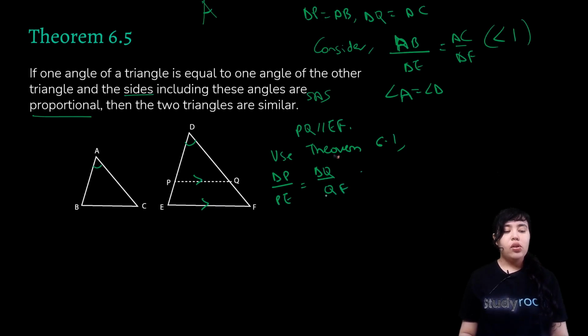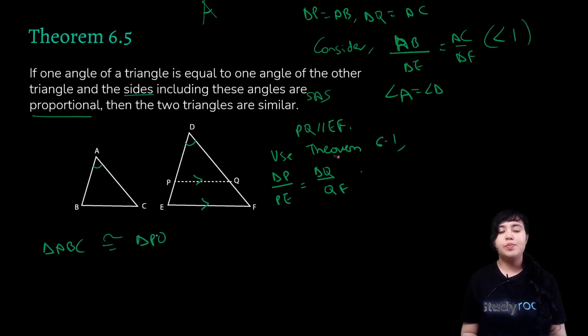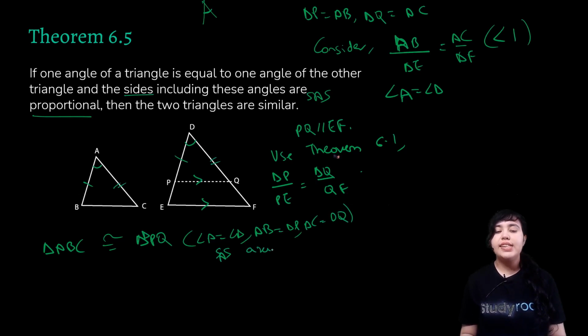Right? Now, once you get this, we can also try to prove the congruency of triangle ABC and triangle DPQ. Let's see how you do it. Triangle DPQ and triangle ABC, they are congruent. See, angle A and angle D are equal, you can see. Furthermore, I said AB and DP are equal, then I said AC and DQ are equal, right? So by the SAS axiom of congruency, I can say that triangle ABC is congruent to triangle DPQ.